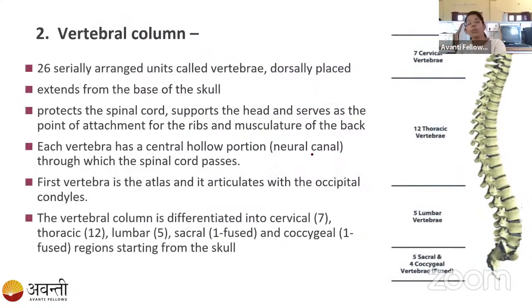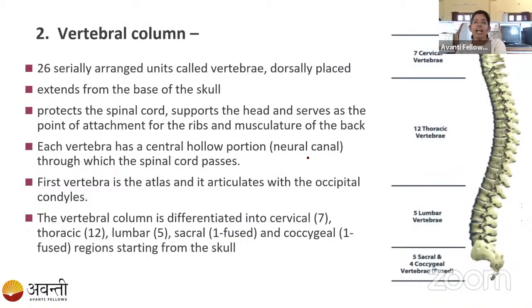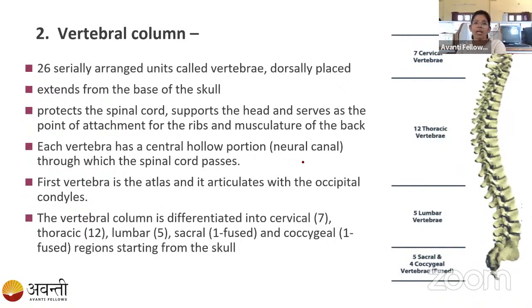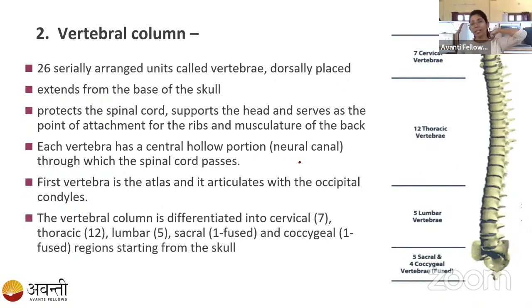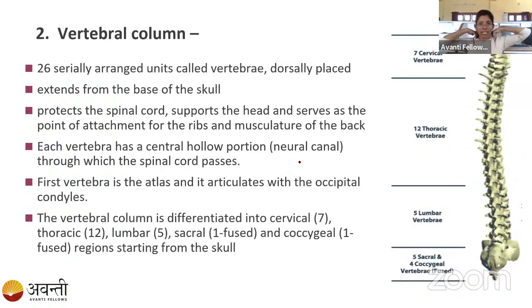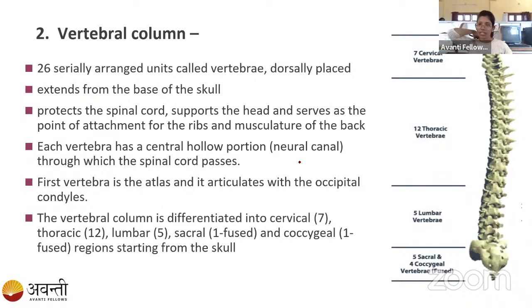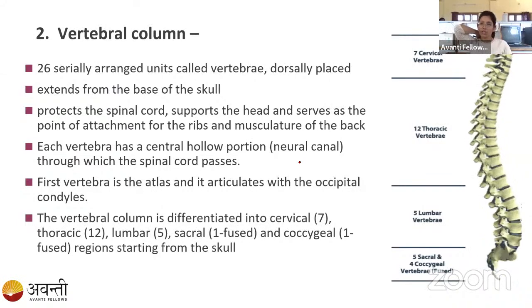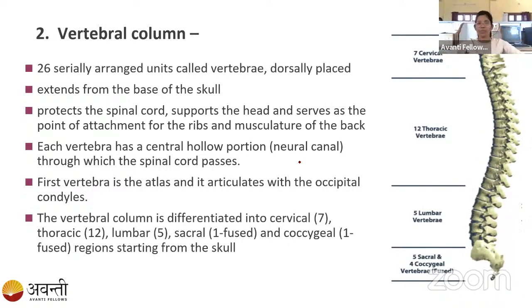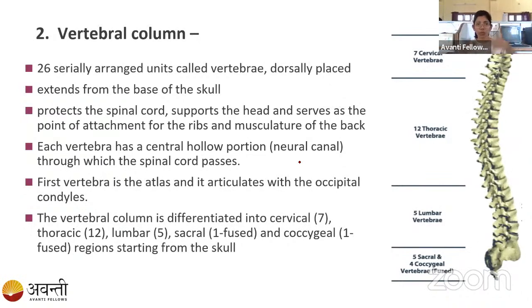Now we are talking about the vertebral column. See, axial bones only we are talking about. The vertebral column, which is also called our backbone, is present dorsally. This is the dorsal side, and where the face is present, this is the ventral side.